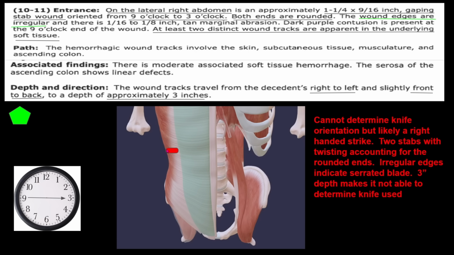It's only 3 inches deep. It's going from right to left and front to back, approximately 3 inches. It has 2 distinct wound tracks apparent in the underlying tissue. It doesn't involve anything. It does say that it may have clipped the colon. The serosa of the ascending colon shows linear defects, so this one definitely clipped the colon. So this is another stab wound into a soft area, only going in 3 inches. So once again, I believe this is going to be indicative of that smaller knife.